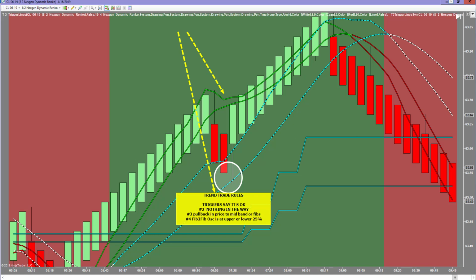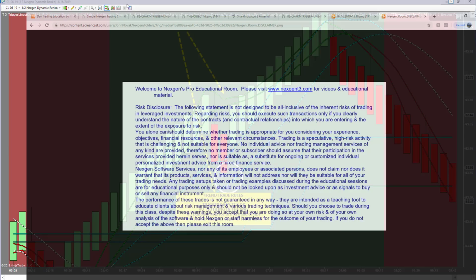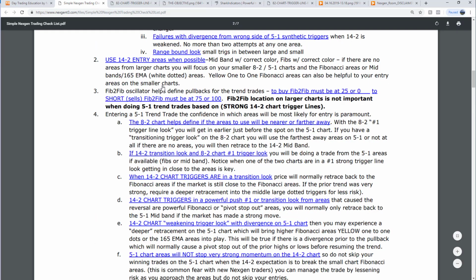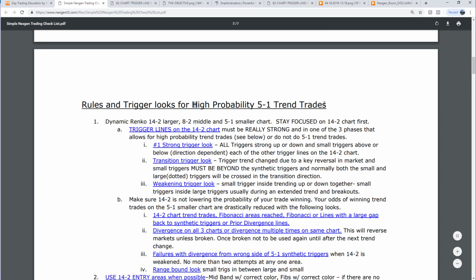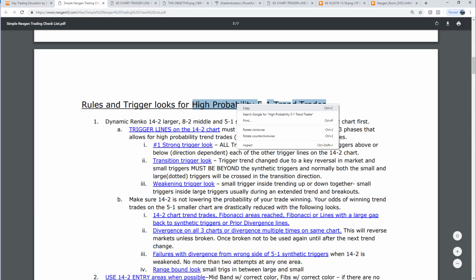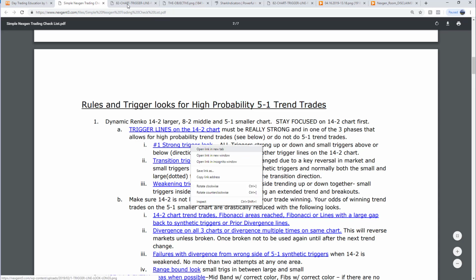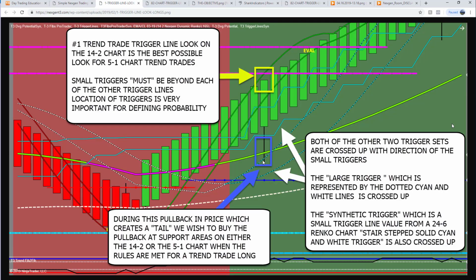This is why I ask you guys to annotate your charts and to write the rules on your chart. When you do a trade on your chart, I want you to write these words literally. I want you to hit F12 in NinjaTrader and copy paste "high probability 5-1 trend trade." Because when you really understand that you must have this trigger line look on your 14-2 chart or 8-2 chart, when you get the look of the triggers, you can't do the wrong trade. You'll feel very comfortable doing the same trade over and over and over again.